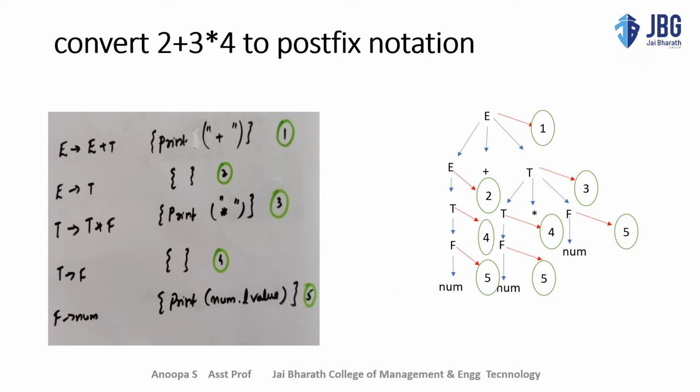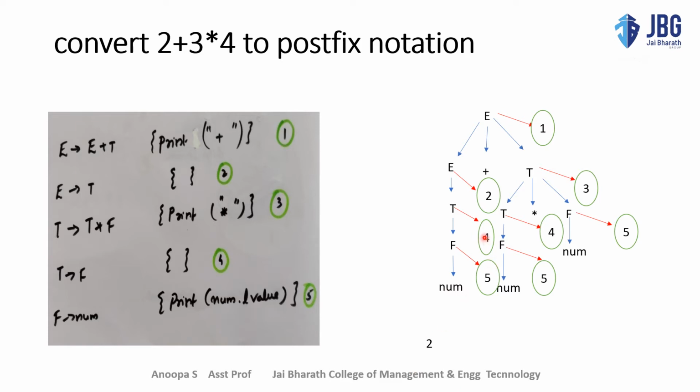Now, how will we do this parsing? We will perform it from top to bottom and from left to right. When I go from top to bottom, the first semantic action that I have to perform is action number 5. What is action number 5? Print num dot lexical value. What is the lexical value of num here? It is 2, so I have to print that lexical value. So I have printed 2.